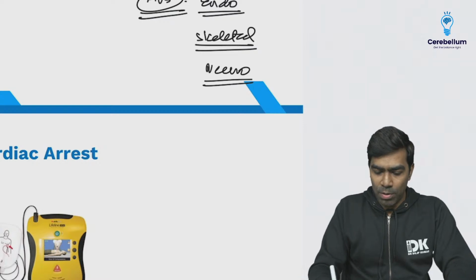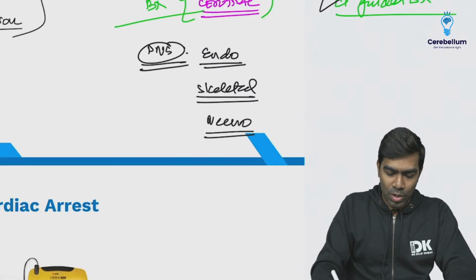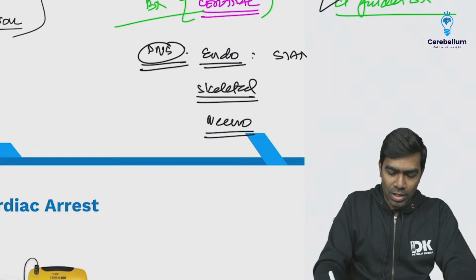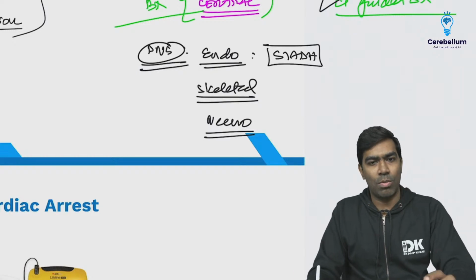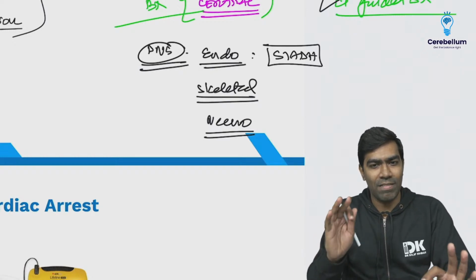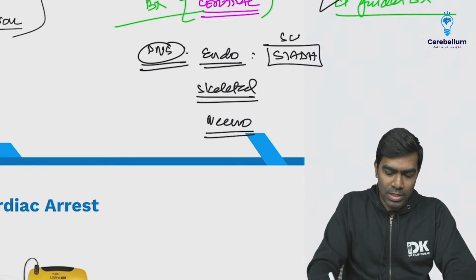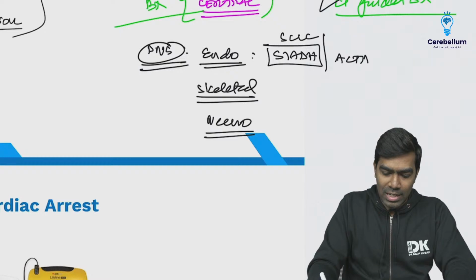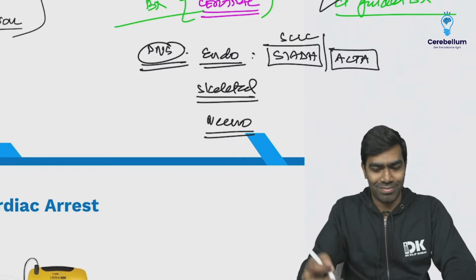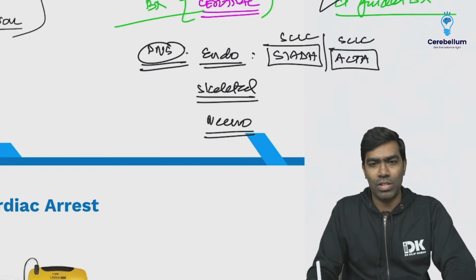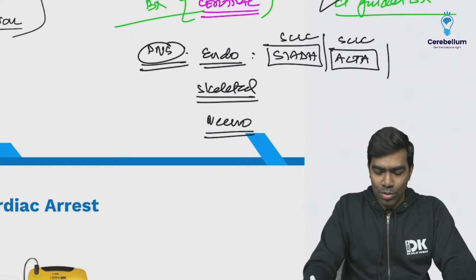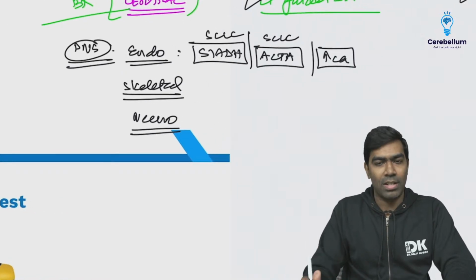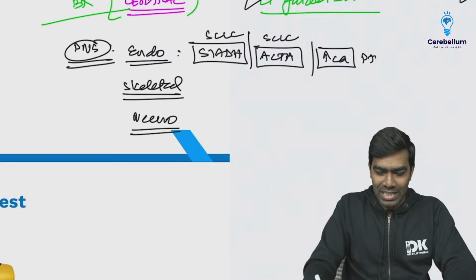So endocrine problems. What are the endocrine problems? Number one, SIADH, syndrome of inappropriate ADH. This is very, very classical of a small cell lung cancer. Second, it can produce ACTH and it can produce Cushing syndrome. This is also very classic of a small cell lung cancer. And third, it can produce hypercalcemia. The reason for hypercalcemia is going to be PTH related peptide.